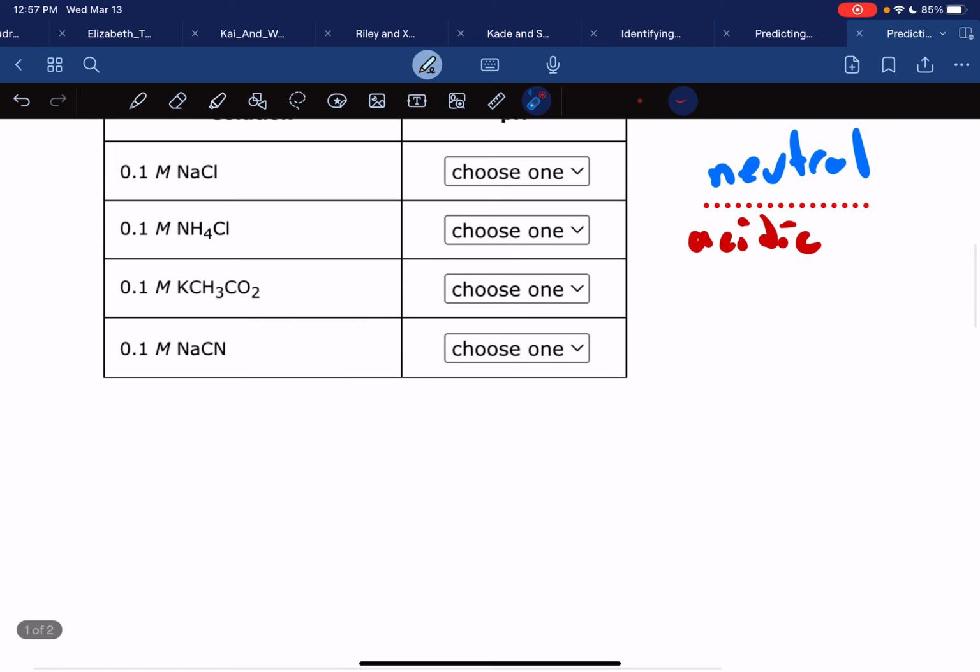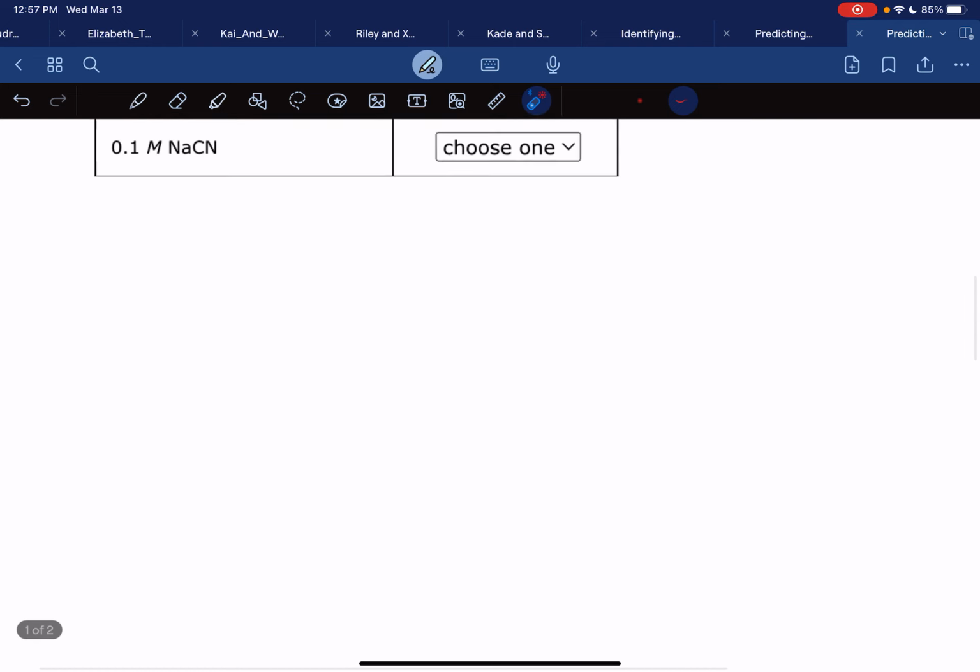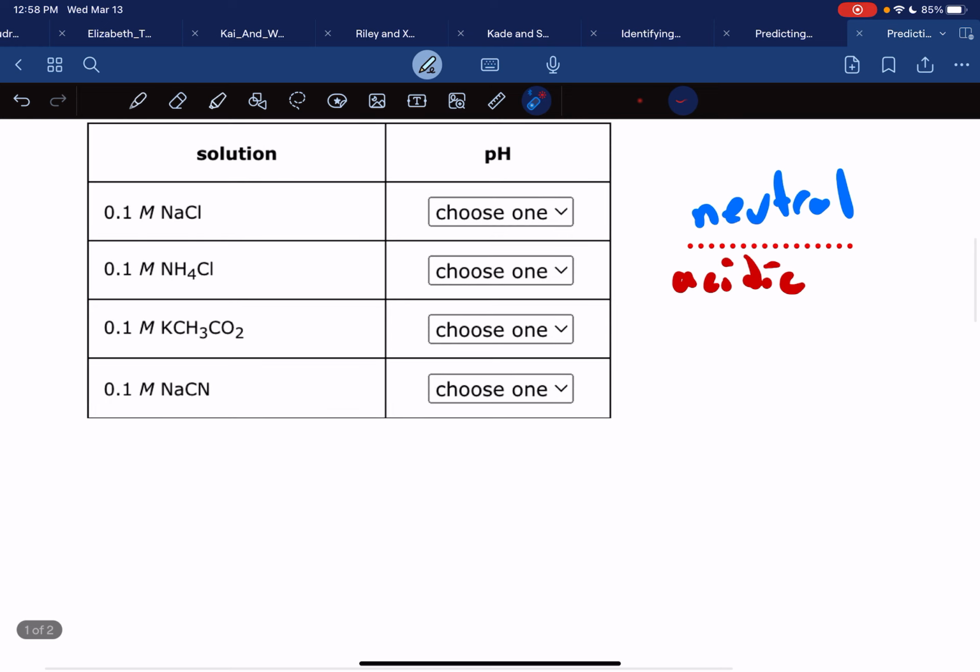So let's take a look at the next one, KCH3CO2. Now, I'm not going to go all the way down to the bottom there because I have it right here, but I'm going to write it over here.